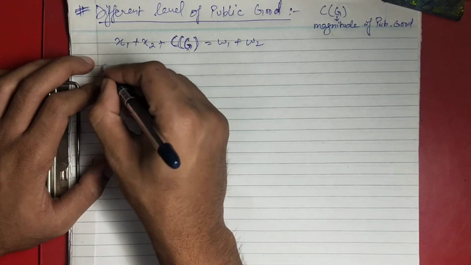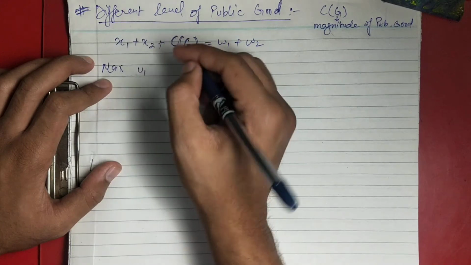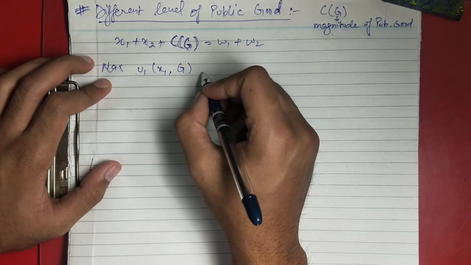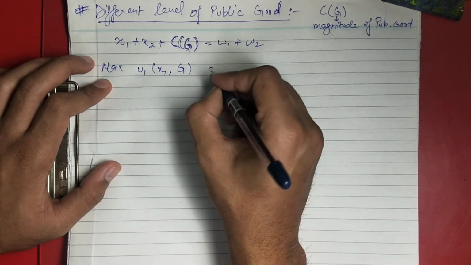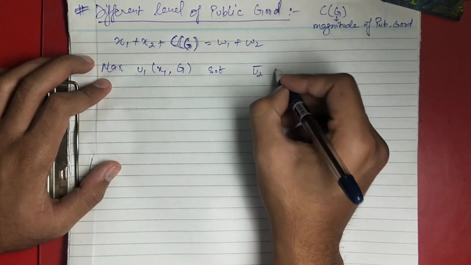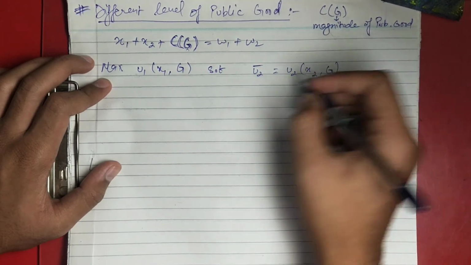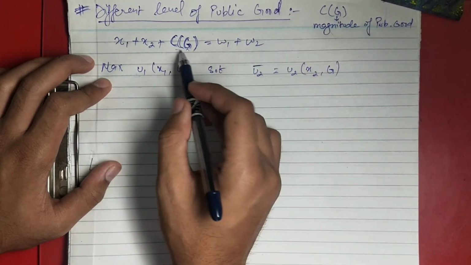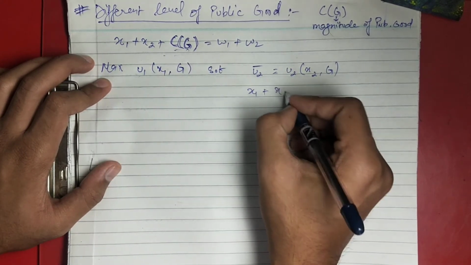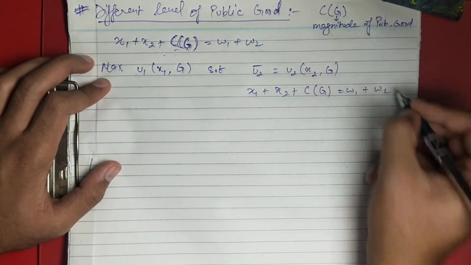If you write it down as a max function, I am maximizing the utility of the first consumer, so it will be this. And what is the constraint? There are two constraints. First, the utility of 2, which we are taking constant, is also a constraint. The second constraint is this only: X1 plus X2 plus C(G) equals W1 plus W2.